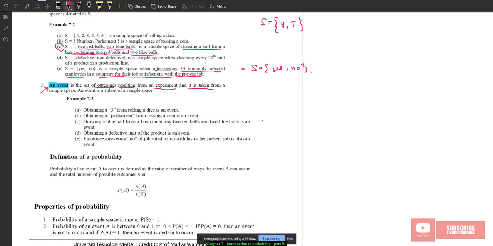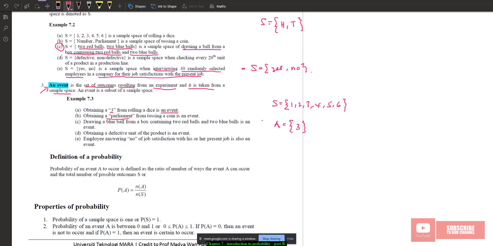It is taken from a sample space, right? So if you roll a die, rolling a die is an experiment. The sample space for rolling a die is 1, 2, 3, 4, 5, and 6. So if you roll a die one time, let's say you have event A. Set A, let's say you roll a die one time, you get 3. So 3 is an event. Obtaining 3 from rolling a die is an event.